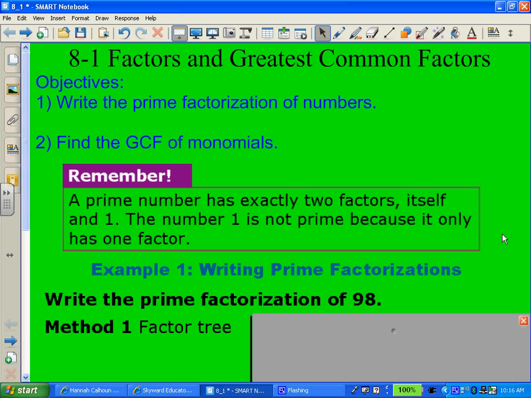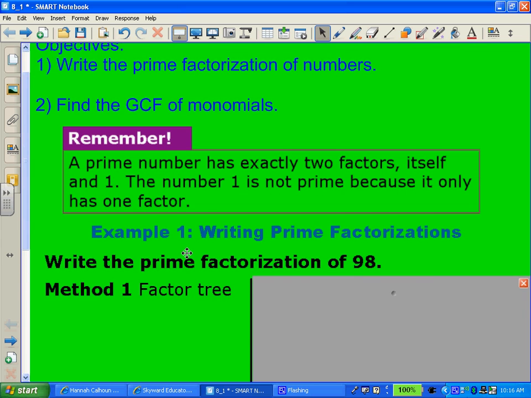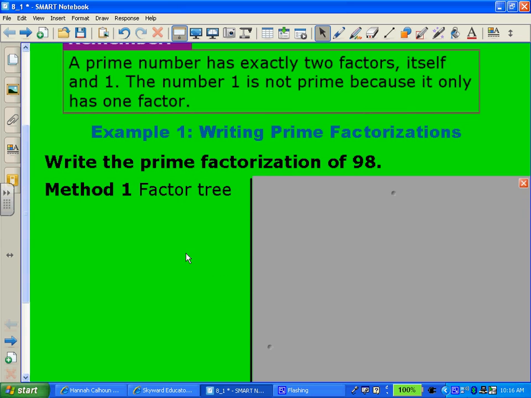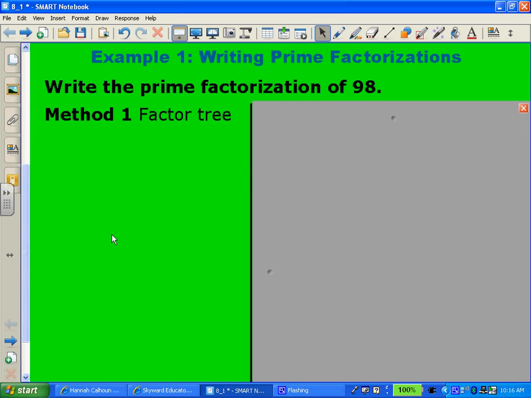So first of all, just a reminder that a prime number is a number that has exactly two factors, itself and 1. And the number 1, often people think that's a prime number, but it's not, because it actually only has one factor. Okay, because it is 1, so it just has one factor, so it's not a prime number. So I'm gonna show you two ways here of how to factor numbers, and again, you can kind of choose the one that works for you the best.